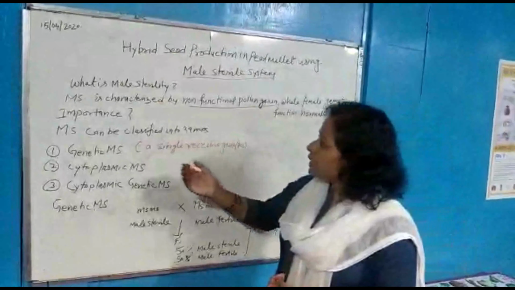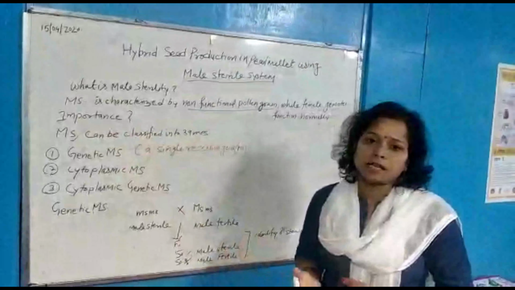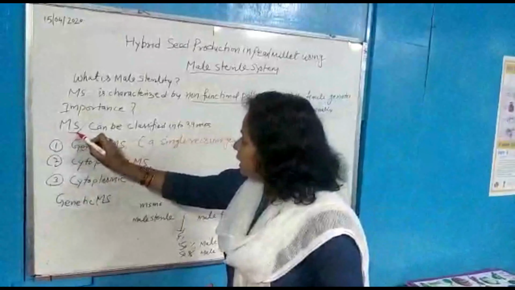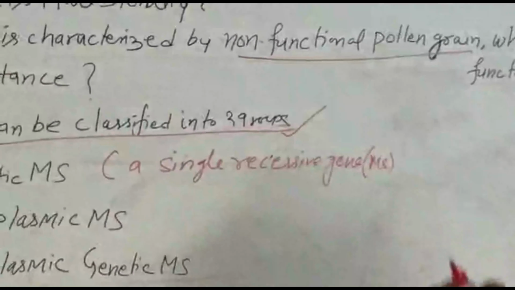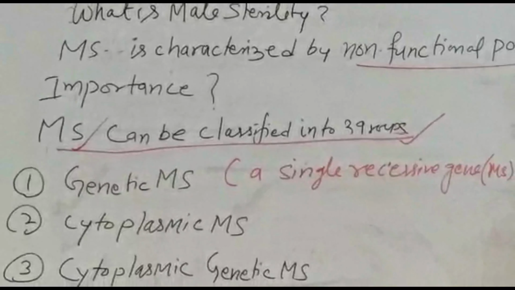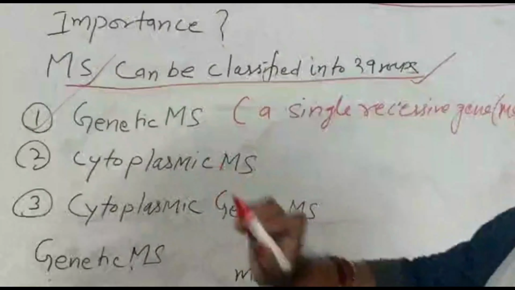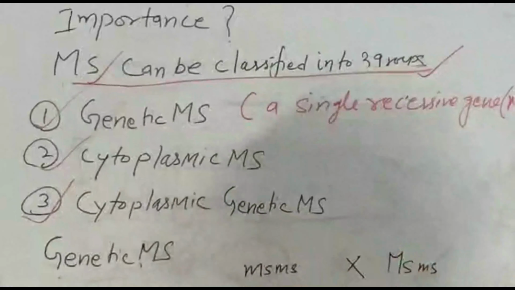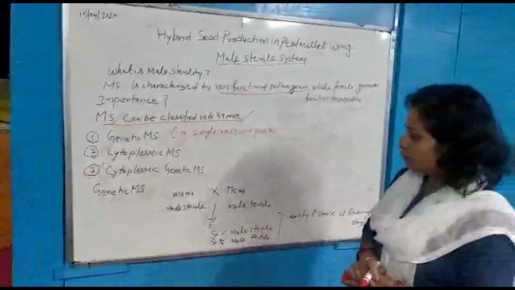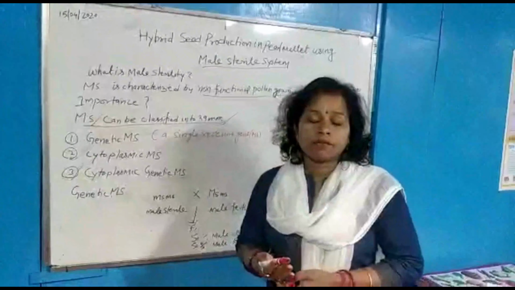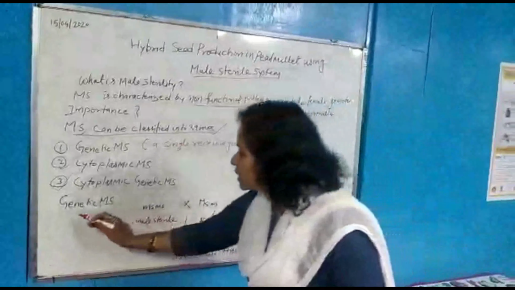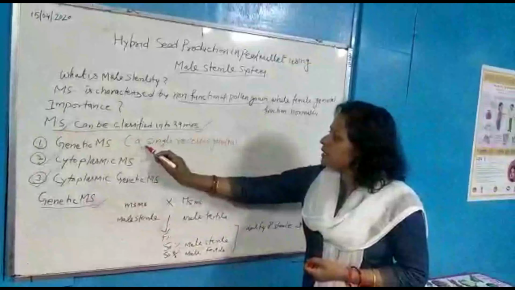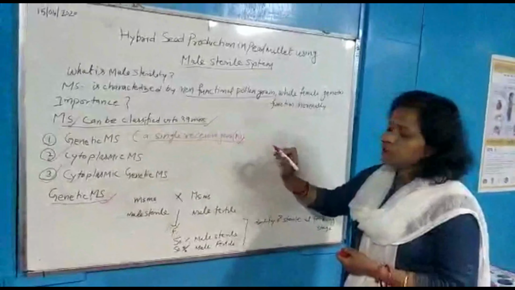If we have the male sterile line, it will be a very easy task to produce hybrid seeds. So we can classify the male sterile system into three types. The first one is genetic male sterility, the second one is cytoplasmic male sterility, and the third one is cytoplasmic genetic male sterility. We will discuss them one by one in detail. The first one is genetic male sterility. It is generally governed by a single recessive gene, that is small ms.